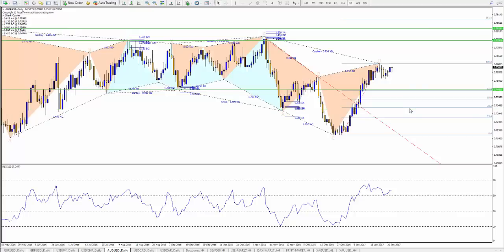So if it does do that, though, it's going to do us a good favor, because it's going to have a nice pullback here. Would be a great opportunity to buy this currency pair and keep it for quite a while until we get to these targets up there.